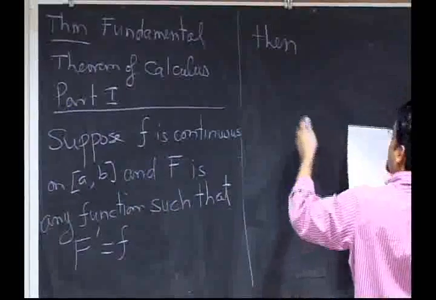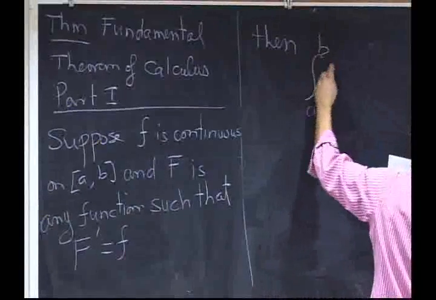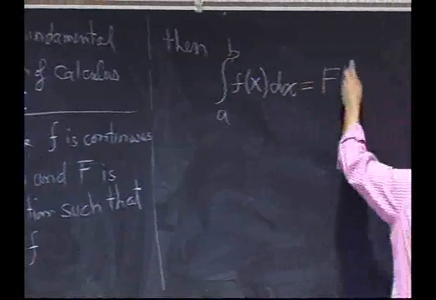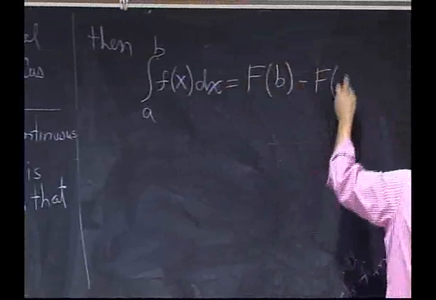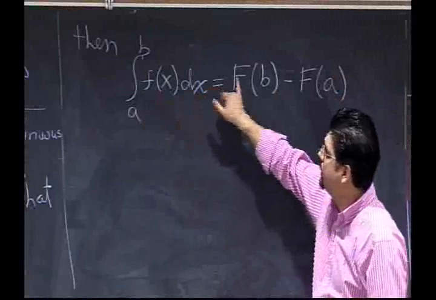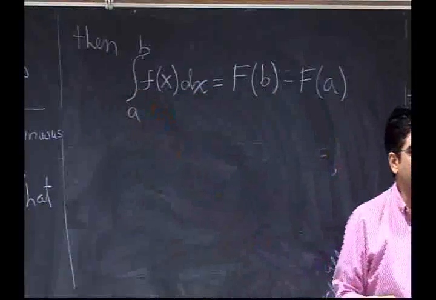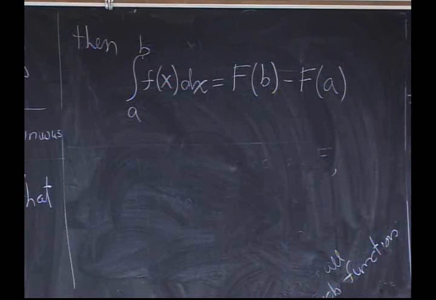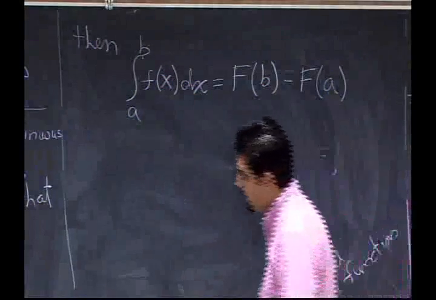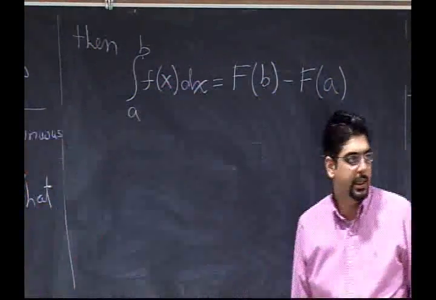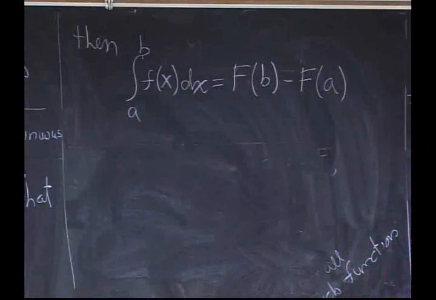Then the integral from a to b is capital F of b minus capital F of a. And the relationship between big F and small f is that the derivative of big F is small f. Okay? And this is the part of the theorem that brings the derivative into the picture and relates it to the integral. All right?